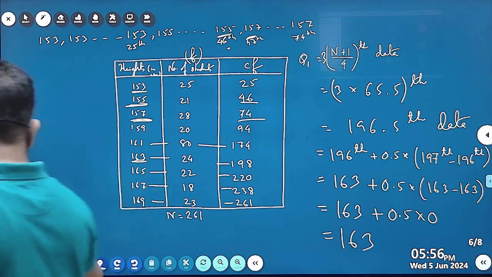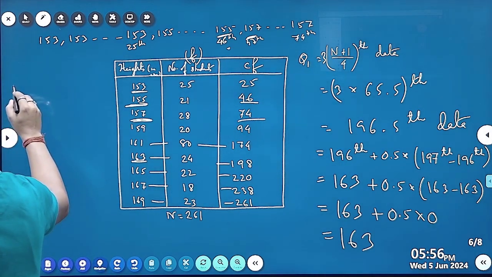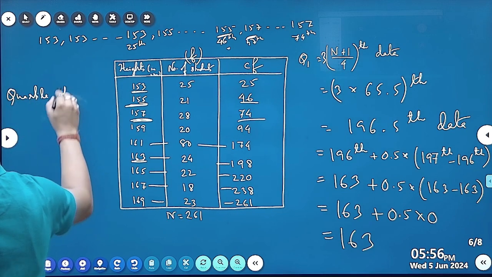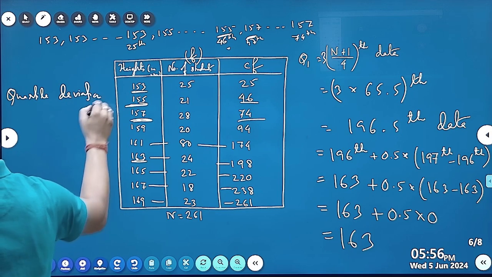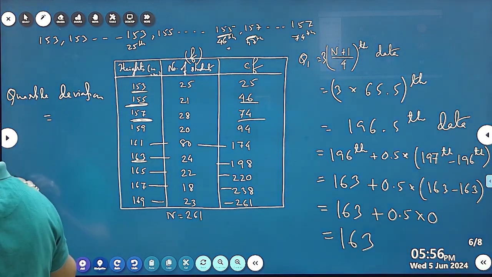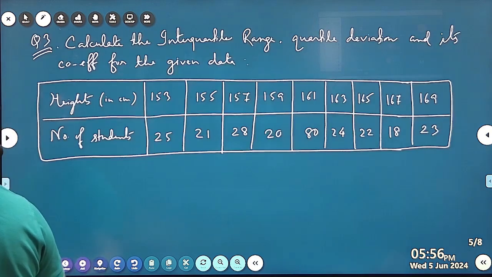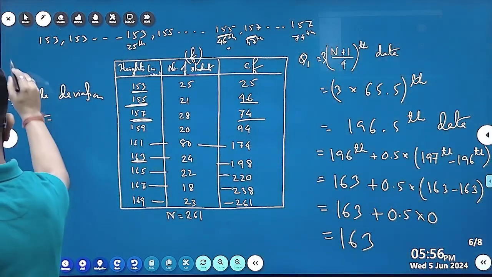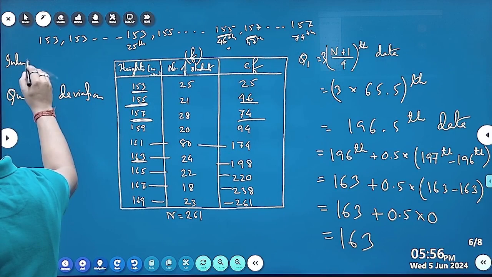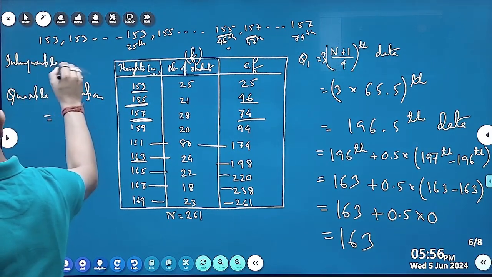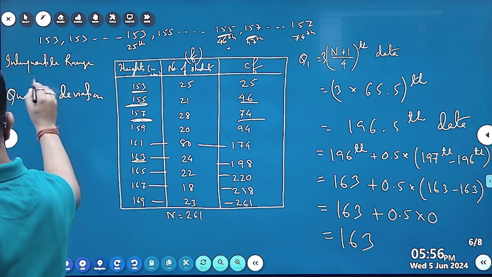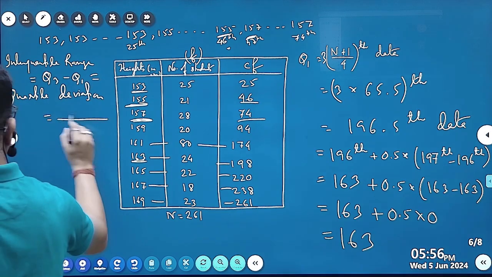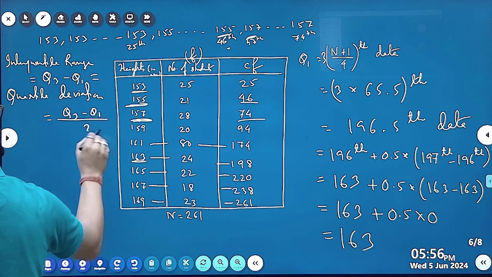Now you find the three. What is asked to find? Quartile deviation, yes or no? Find quartile deviation. Then what is asked? Interquartile range is also there. All three are there. So quartile deviation, interquartile range. What is the formula? Interquartile range is Q3 minus Q1. Quartile deviation is Q3 minus Q1 divided by 2.